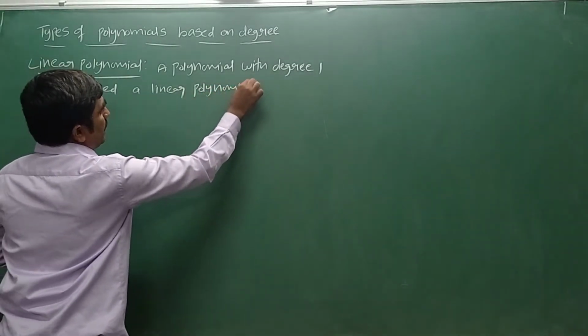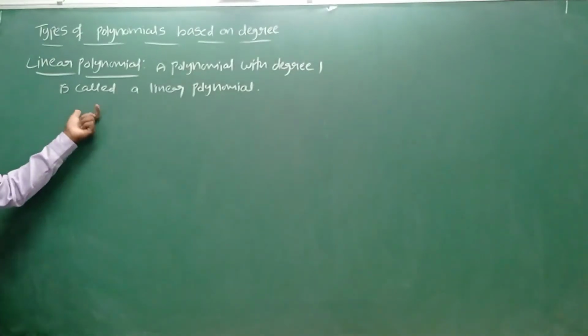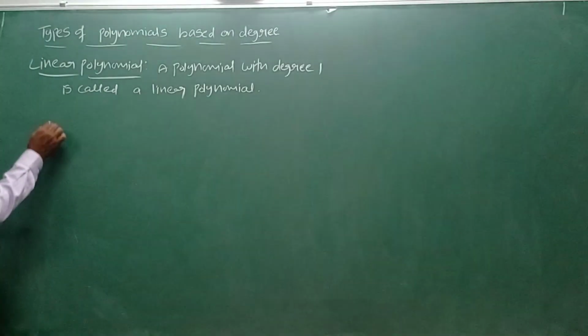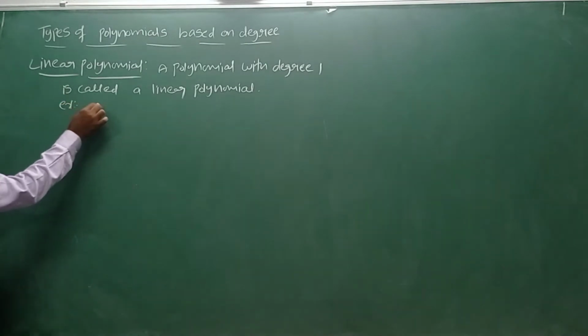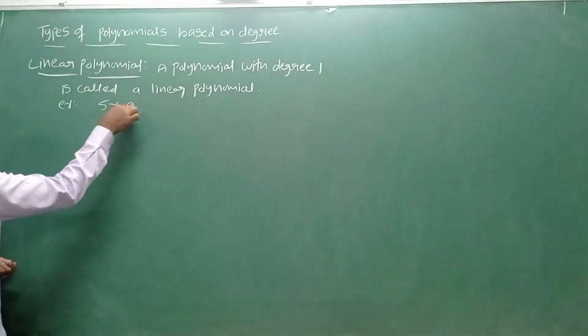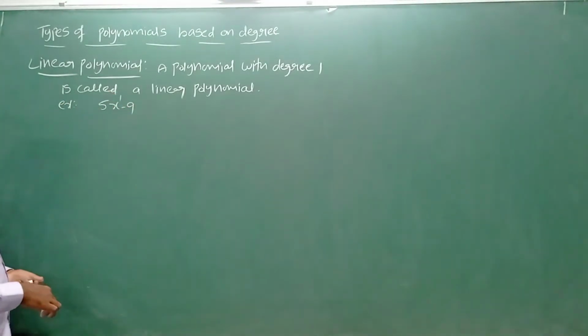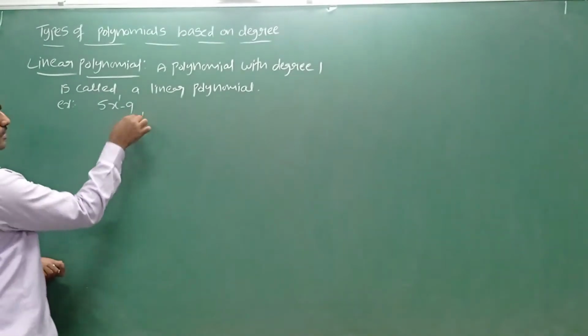Means what now? If the highest power is 1, then the degree is also 1. Such types of polynomials are known as linear polynomials. Example, you can see here, 5x minus 9. Yes, the highest power is 1. It is called a linear polynomial.